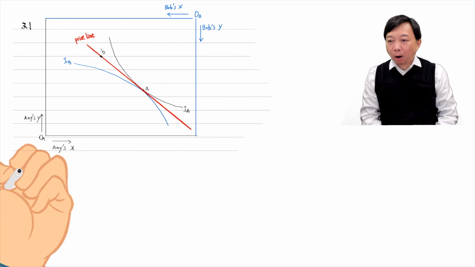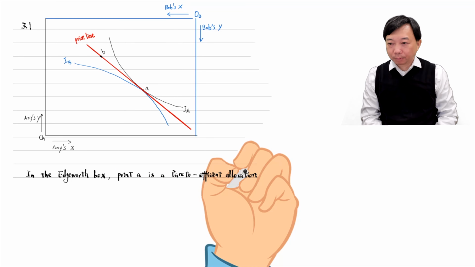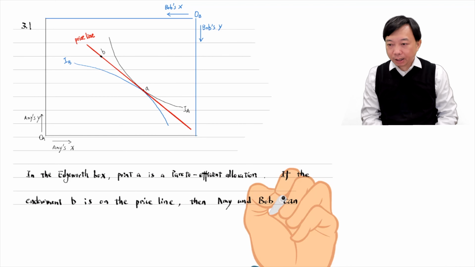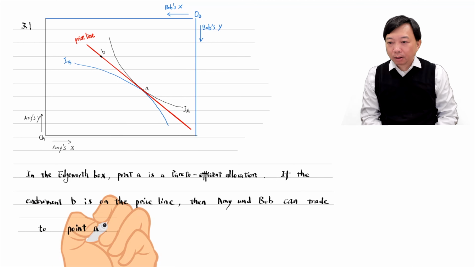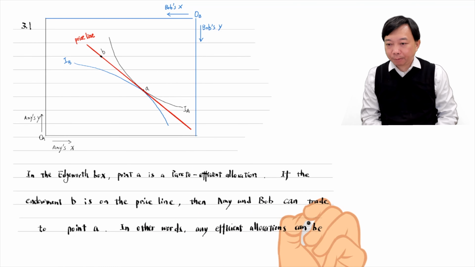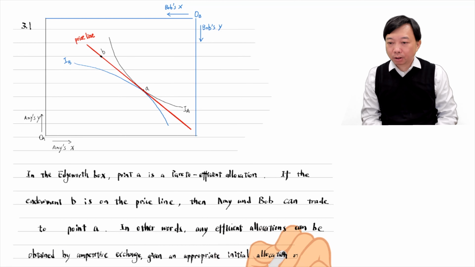In the Edgeworth box, point A is a Pareto efficient allocation because no party can be better off without harming another party. If the endowment B is on the price line, then Amy and Bob can trade to point A. In other words, any efficient allocation can be obtained by competitive exchange, given an appropriate initial allocation of goods.